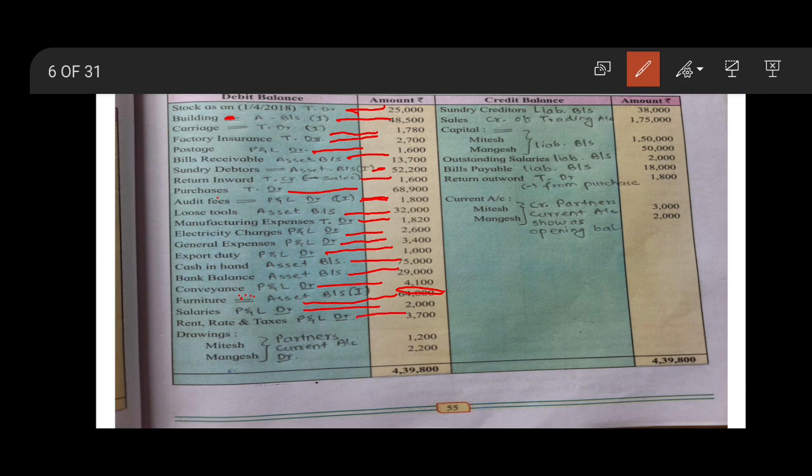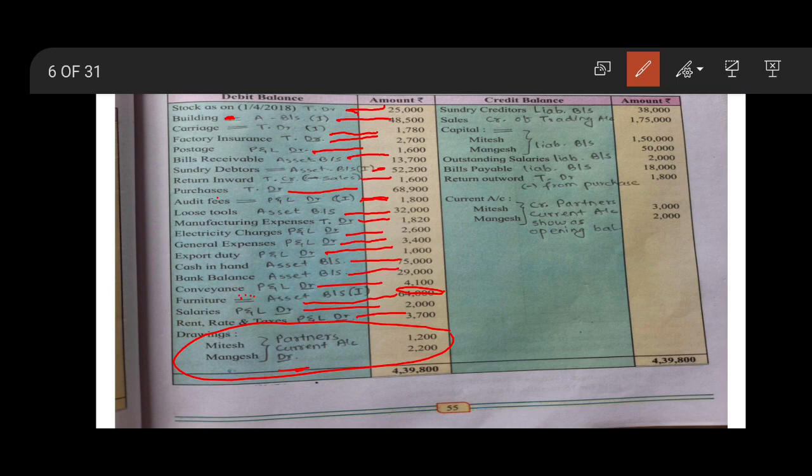Rent, rates and taxes, profit and loss account debit side. You can see the drawing is given. We are having current account. So whatever the drawings partners go for, it is transferred to the debit side of partners' current account. Okay, so all these drawings come to the debit of partners' current account.